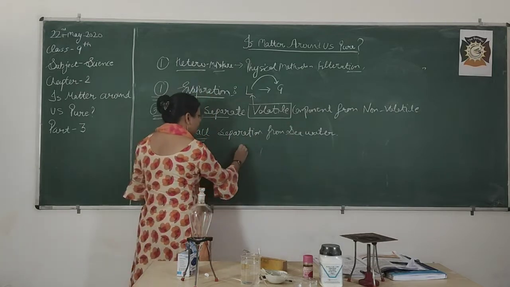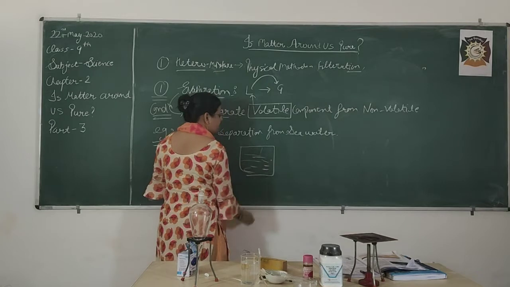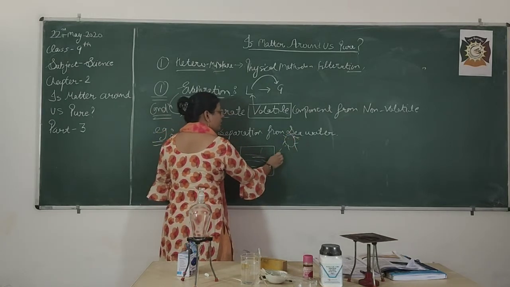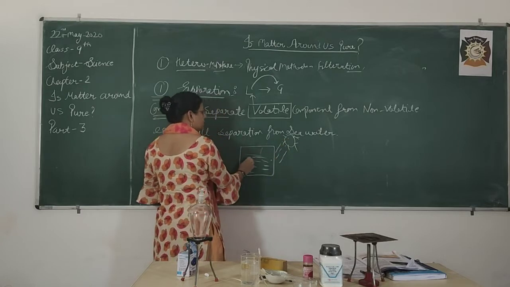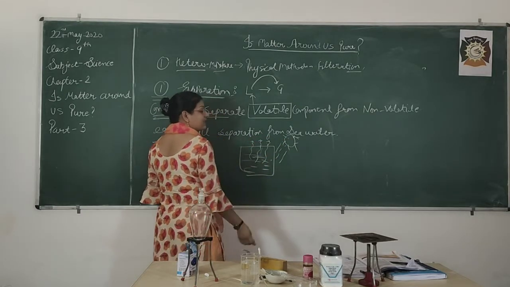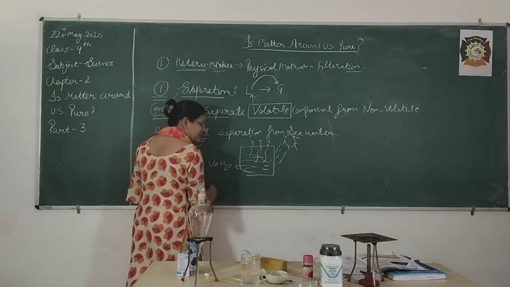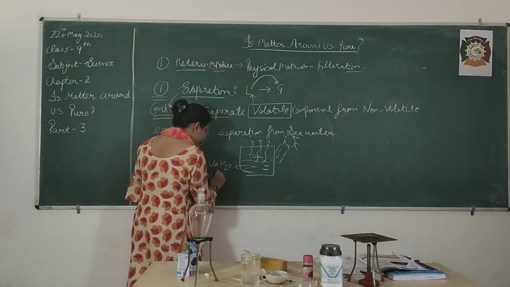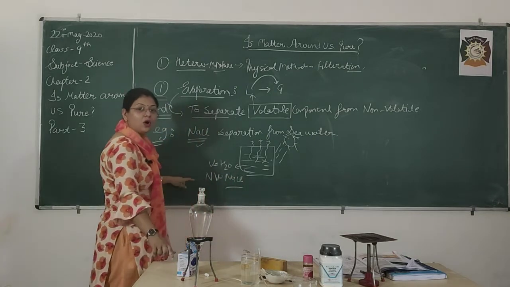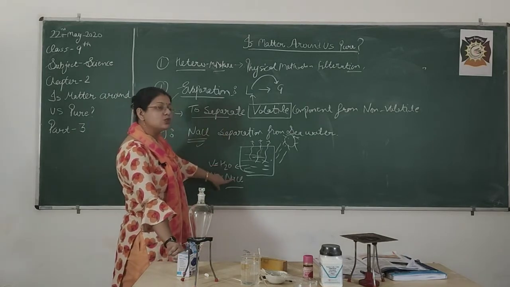Supposedly in this container I am having seawater. With the help of the sun, slow evaporation, heat is coming, it's going to evaporate and convert into gaseous phase. The volatile component here is water, that is H2O. The non-volatile component here is salt, because salt can't convert directly from liquid to gaseous phase. It is solid in nature.